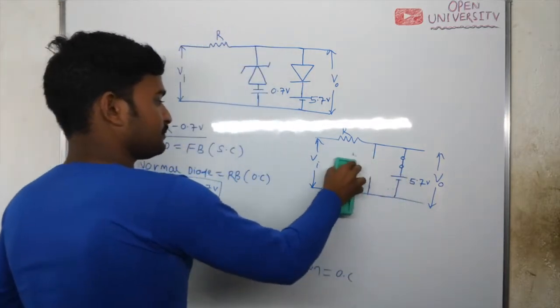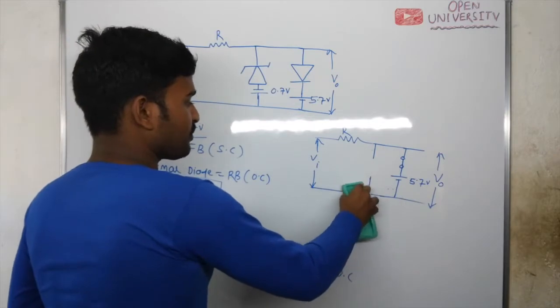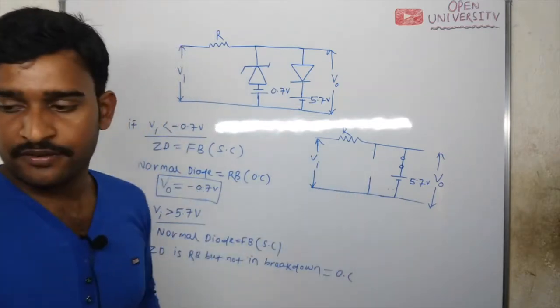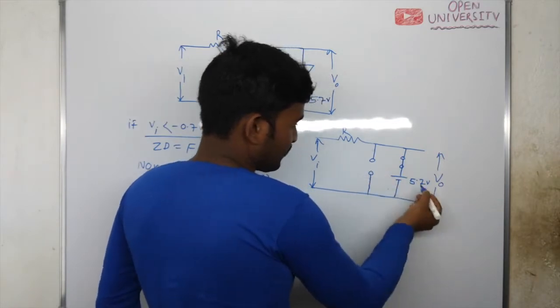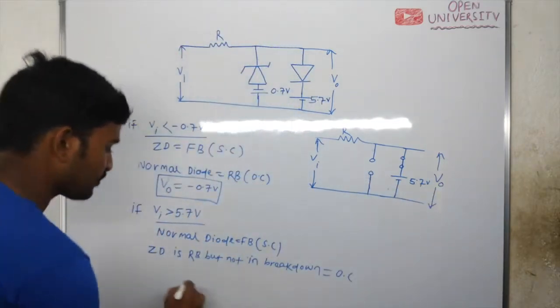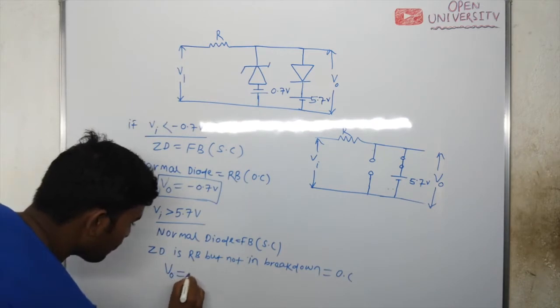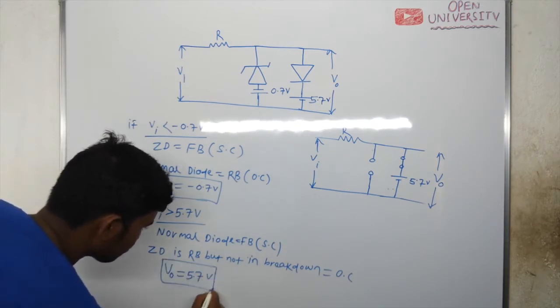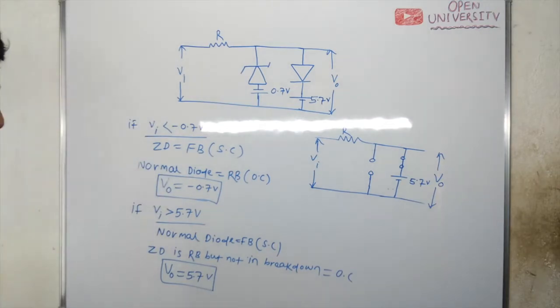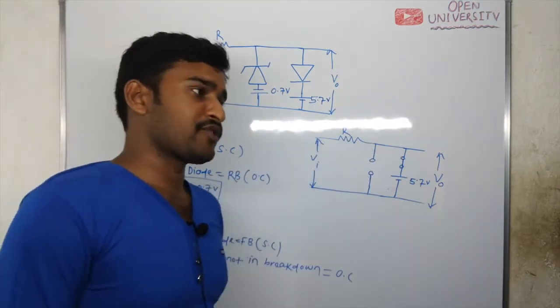So the zener diode is open circuit, then how much will be the output voltage? Output voltage will be 5.7 volt. So V naught equal to 5.7 volt, for all the values of input greater than 5.7 volt.